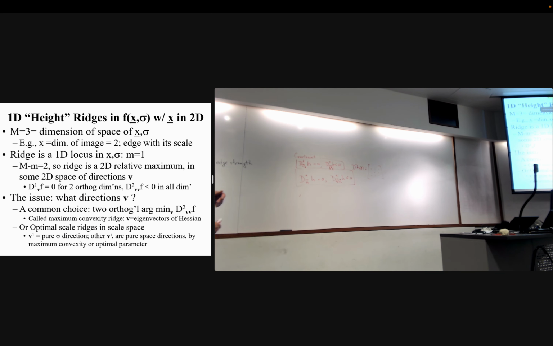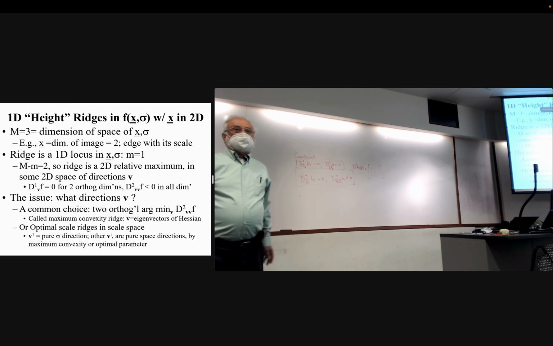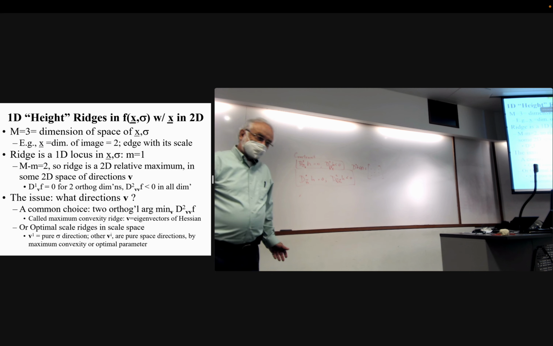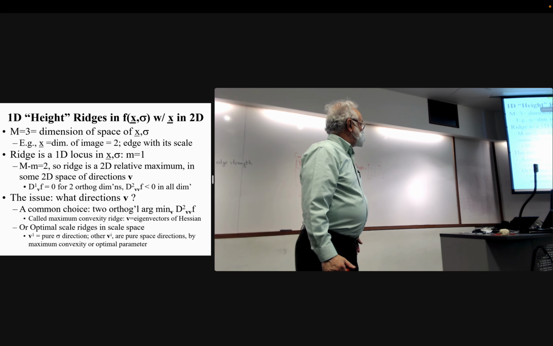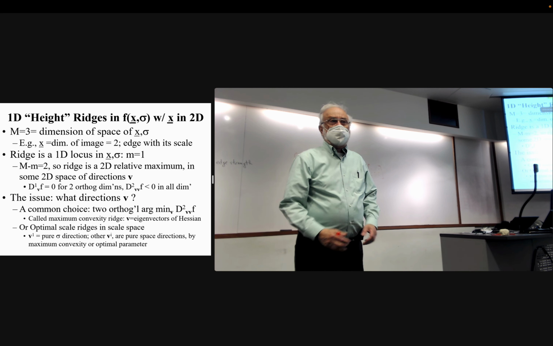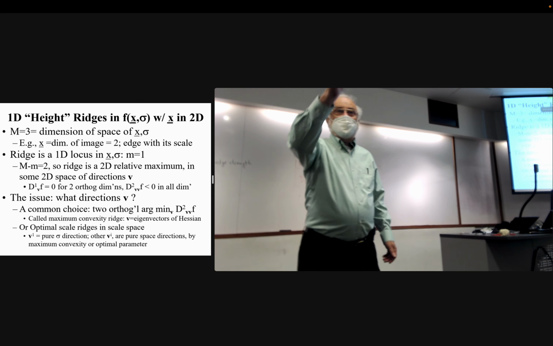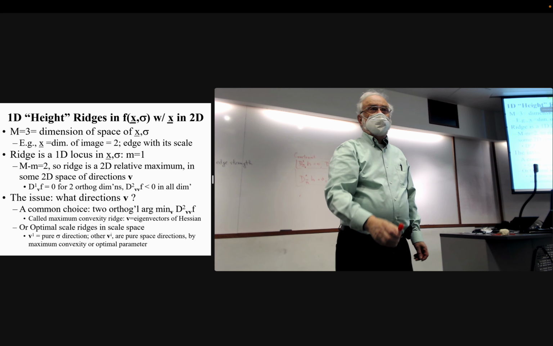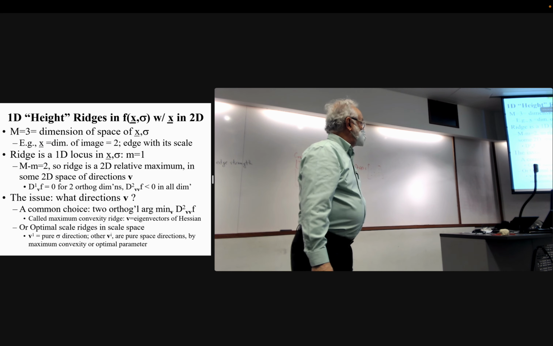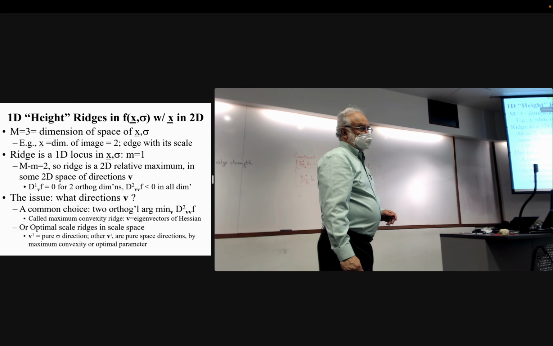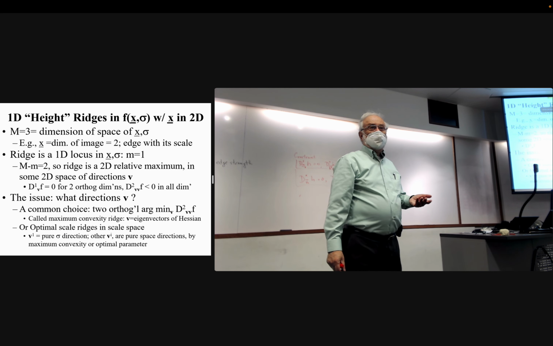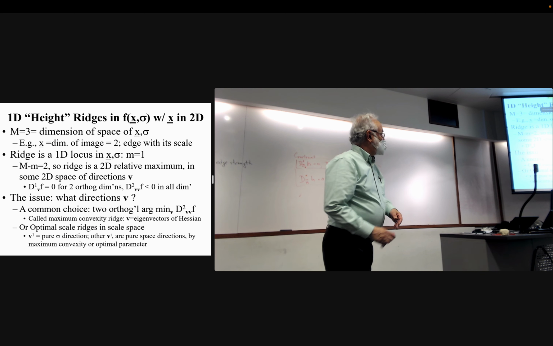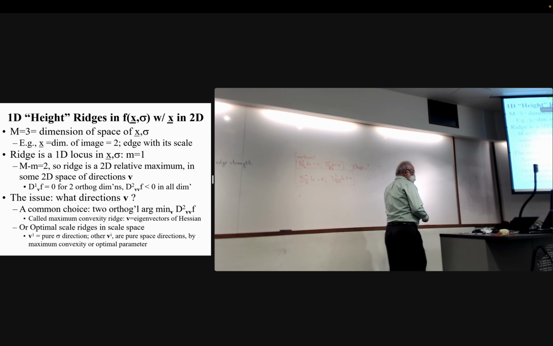Okay, so there's another choice that people make, also valid, so-called optimal scale ridge, where you choose one of the directions to be the pure sigma direction, the unit direction in sigma, and the other is, for example, a maximum convexity direction with the more negative eigenvalue.